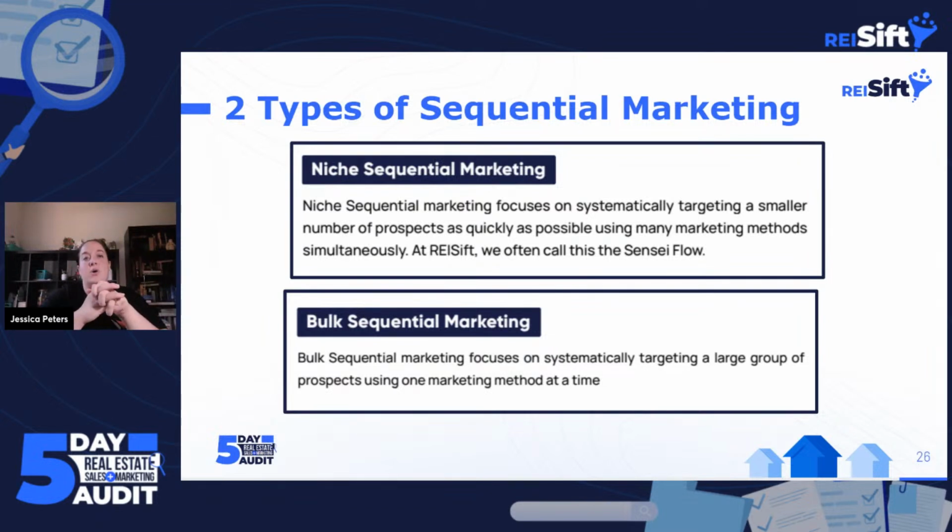So when we do bulk sequential, it's a larger group of prospects using one marketing method at a time. So you're using a bulk tool like CallTools, ReadyMode, or SmarterContact for texting, whatever one of those bigger platforms are. We'll use bulk dialing for an example, where it's going to dial through those numbers for us. When they answer, we're talking to them on that dialer. You're going to do one marketing method at a time.